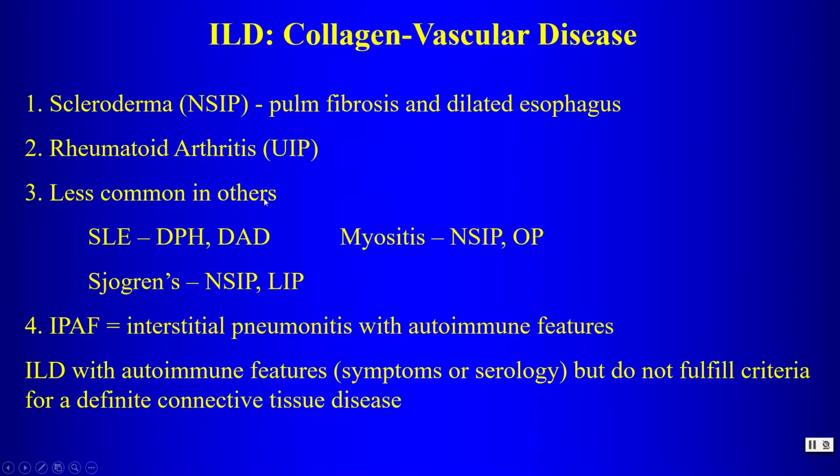Less common, but in other diseases, SLE can give you diffuse pulmonary hemorrhage or diffuse alveolar damage as far as the patterns that we might see. Myositis can give you NSIP or organizing pneumonia. In Sjogren's, that can give you an NSIP or an LIP pattern. And then IPAF, which we touched upon, is interstitial pneumonitis with autoimmune features. So these are patients who have interstitial lung disease and manifestations of some underlying systemic connective tissue disease, although the manifestations of it are not specific enough to arrive at a precise diagnosis.